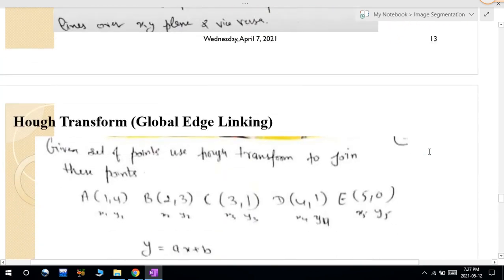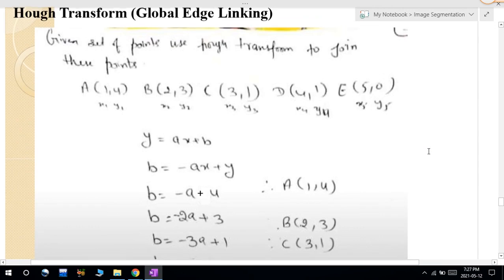So let's take one example, then you will understand. After applying this edge detection algorithm, I am getting these points. So these are the edge points. I am getting a total of 5 edge points. Now I will try to find out which edge points are there in the final edge, and which are not. For that I will use this Hough transform.